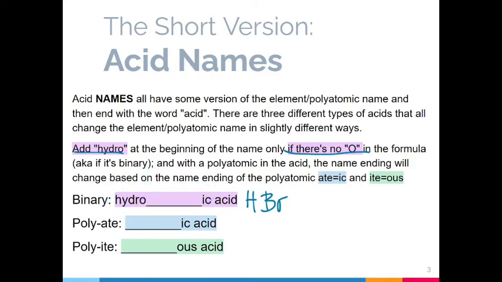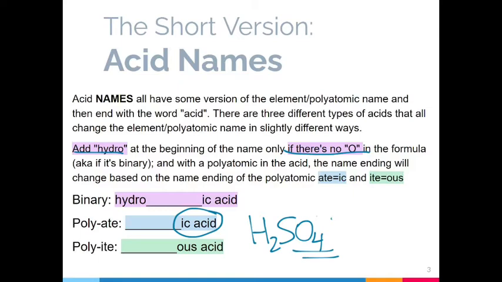Those do end with -ic acid, just like our second type, which has a polyatomic in it that ends in -ate. So you can call this a poly-ate acid because it might have something like sulfate in it. And if it does, that would be H2SO4, of course, practicing writing those formulas. But that is sulfuric acid. There's no hydro at the beginning of it because we do have some O's here. We just take the polyatomic name sulfate and add -ic acid instead of the -ate part.